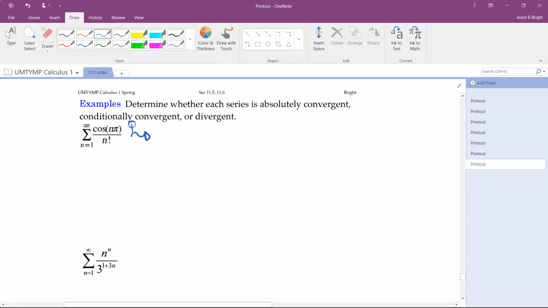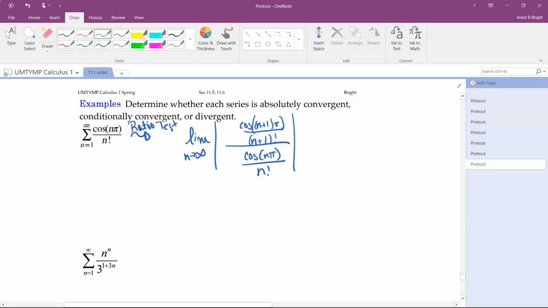Okay, so we're going to try the ratio test. And so with this, I'm going to look at the limit as n goes to infinity of the absolute value. It's going to be a ratio. Okay, so it's going to be cosine of n plus 1 times pi all over n plus 1 factorial, and then cosine of n pi all over n factorial.